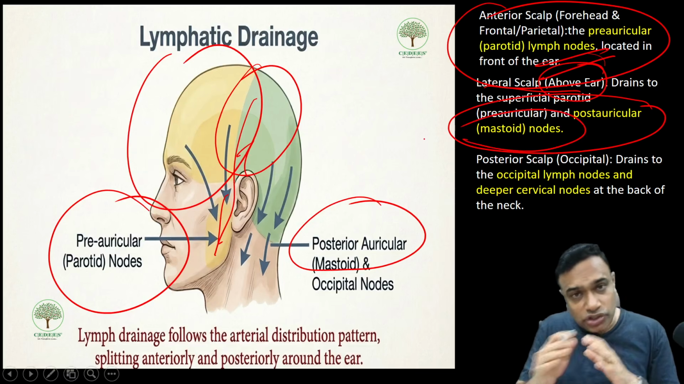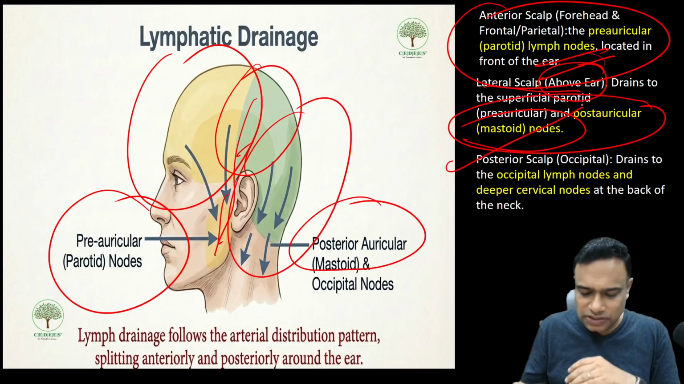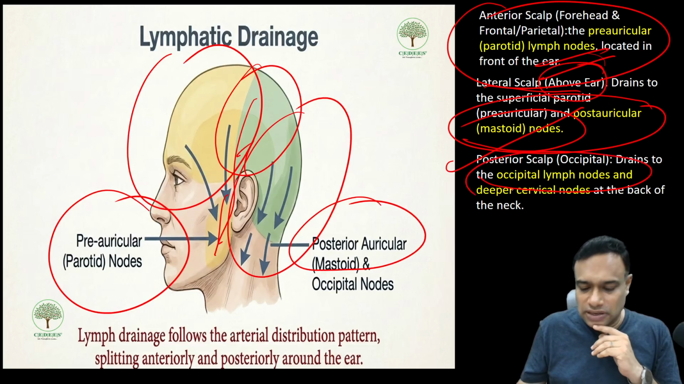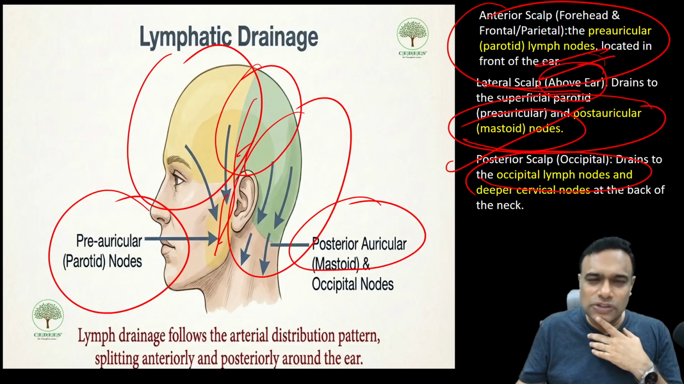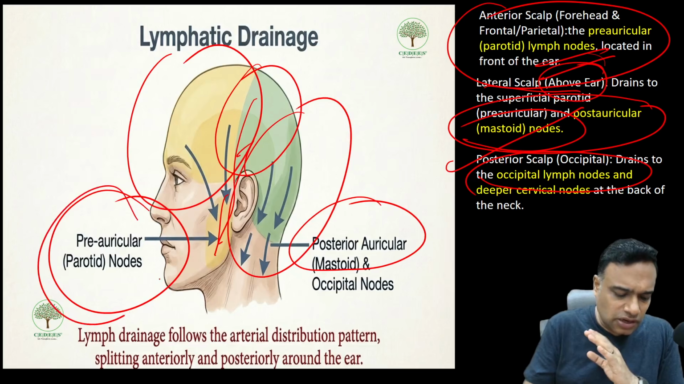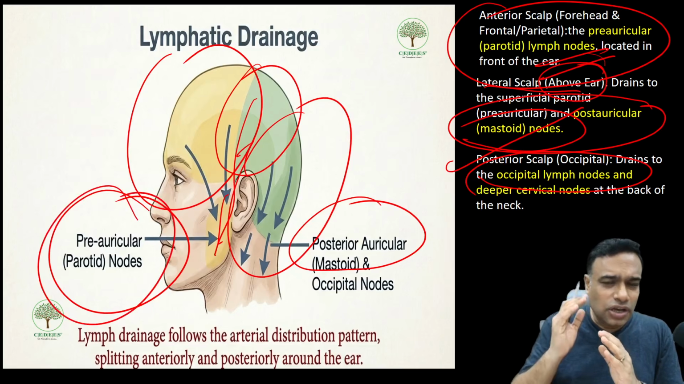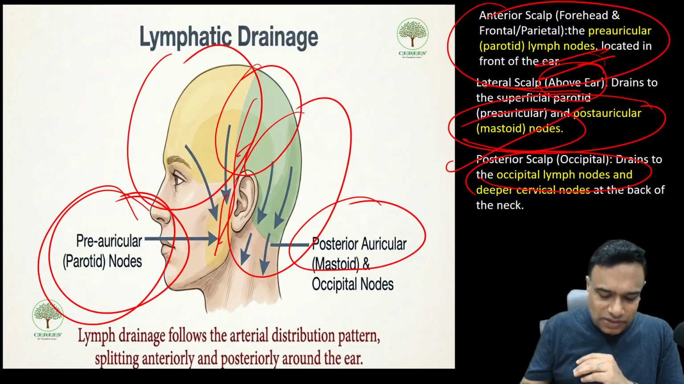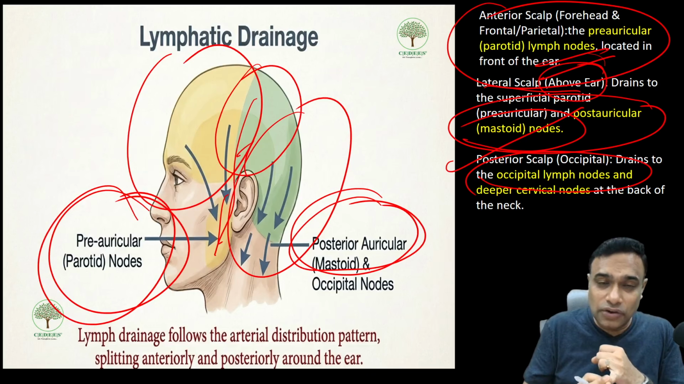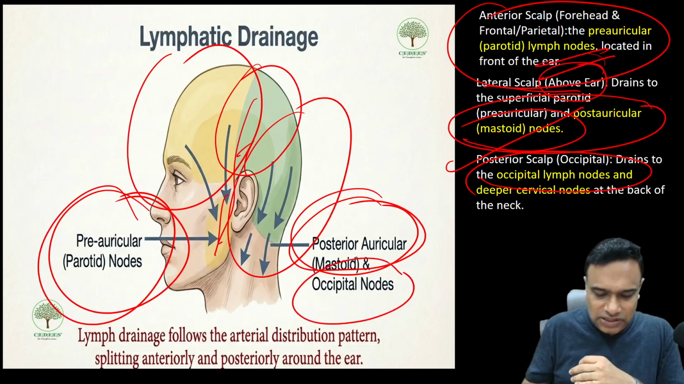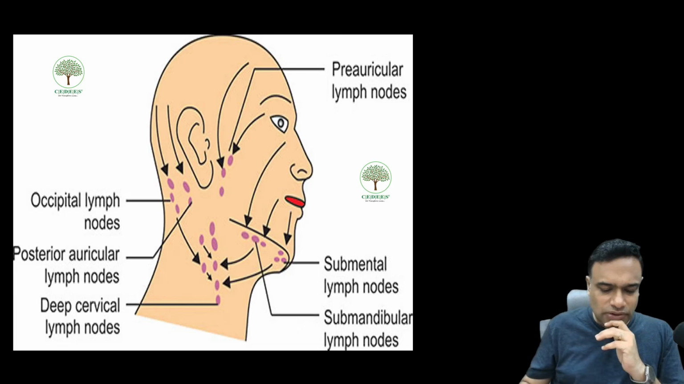Okay, and the posterior part of the scalp, the entire occipital part of the scalp, drains into your occipital lymph nodes. And then of course subsequently into the deep cervical nodes. So that is easy. Anteriorly, you just remember the preauricular or the parotid nodes. Posterior lateral or the lateral part of the scalp, you can remember the posterior auricular or the mastoid. See, basically you have the parotid nodes, you have the mastoid nodes, and you have your occipital nodes. So if you remember these three, the lymphatic drainage of the scalp is done. Okay, so you can see the diagram here.